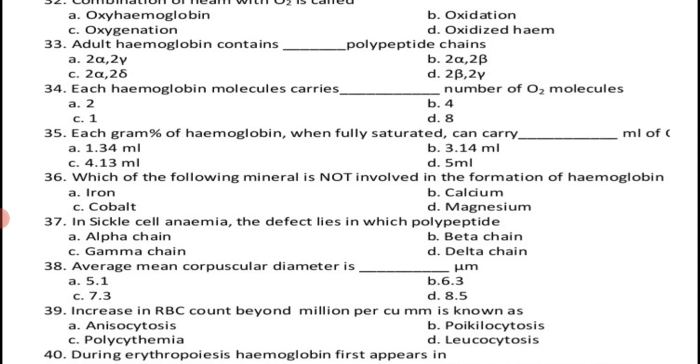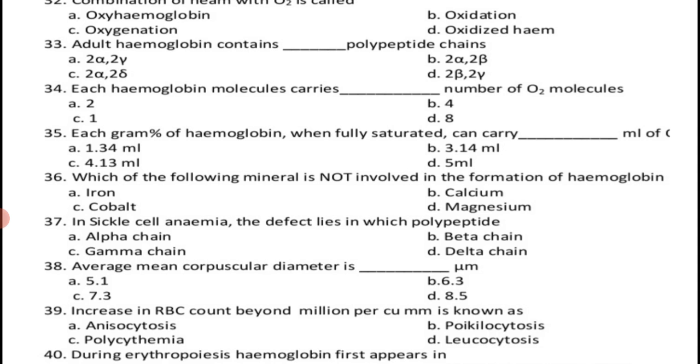Both fetal and adult hemoglobin are quaternary proteins composed of 4 protein subunits. However, adult hemoglobin is composed of 2 alpha and 2 beta subunits, while fetal hemoglobin is composed of 2 alpha and 2 gamma subunits. If the question asked about fetal hemoglobin, then option A would be the correct answer. But here it asks about adult hemoglobin, so option B is the correct option for question number 33.